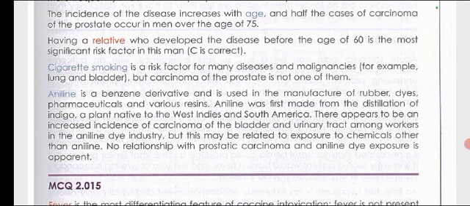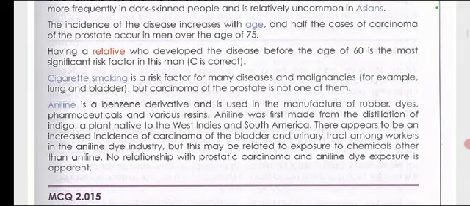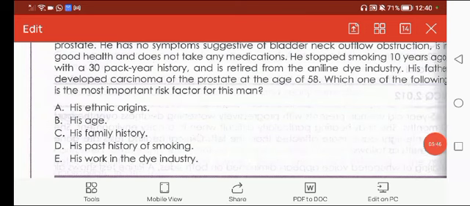No relationship between prostate carcinoma and aniline dye exposure is apparent, because aniline dye cancer occurs in the bladder, not in the prostate. So this option is not correct. So option C is correct, which shows his family history.